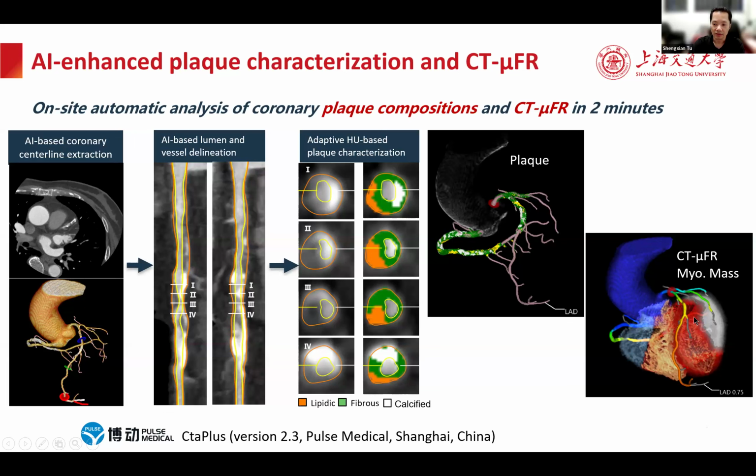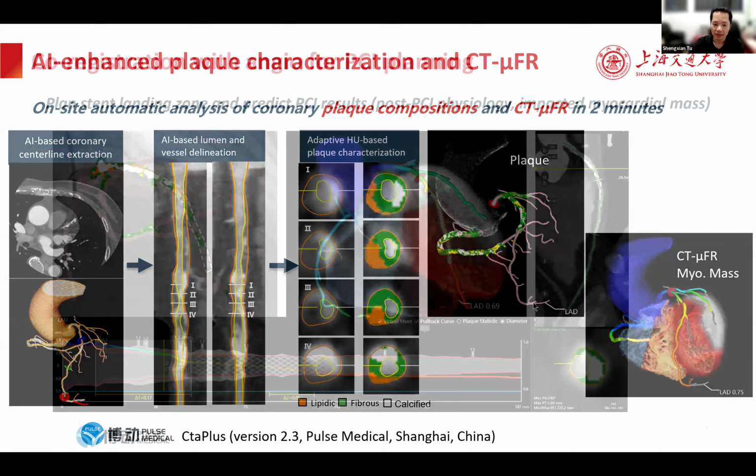The recent version also includes the subtended myocardial mass. So you can get a quantification of the subtended myocardial mass at every location or for every side branch, so you can assess whether the side branch is worth saving or not.